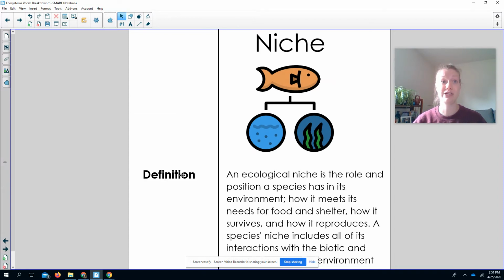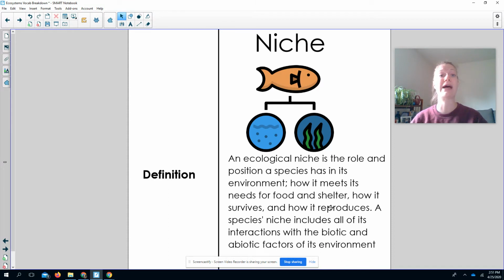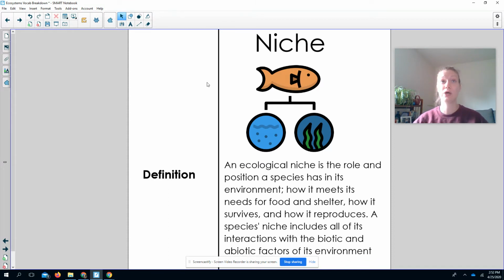The definition of a niche is, an ecological niche is the role and position a species has in its environment, how it meets its needs for food and shelter, how it survives, and how it reproduces. A species' niche includes all of its interactions with the biotic and abiotic factors in its environment. So this fish here, we said, lives in the water and it eats this kelp to survive. This does not include what eats the fish, which is also part of the fish's niche, its role in its environment.